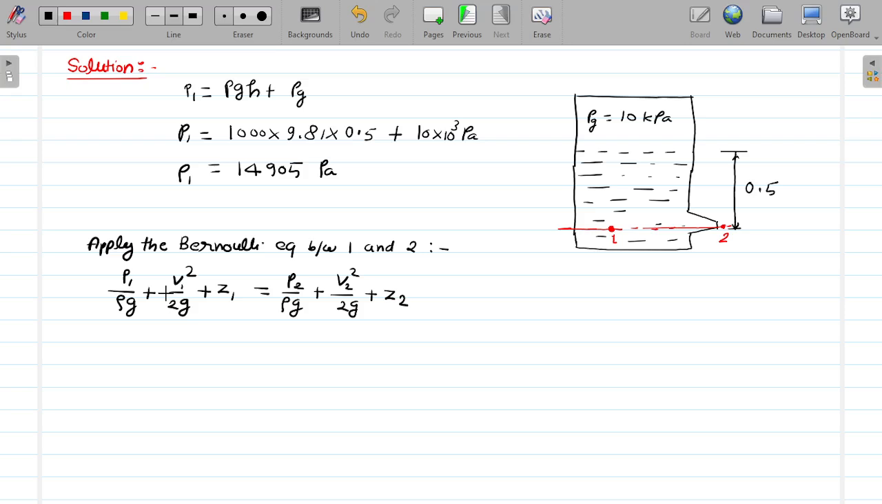Now here we will put the values of P1, rho g and V1, V2. First of all put the value of pressure P1. We have calculated the value of pressure P1, that is this one. Actually this is the gauge pressure. So here this P1 is gauge pressure, so we will put also the value of P2 as a gauge pressure.